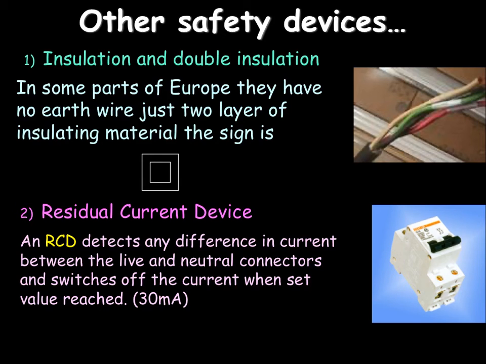And if the difference is greater than a certain value, usually 30 milliamps is the one we use in Ireland, it switches it off, because there can't be any good reason for it to be bigger than 30 milliamps. If it's bigger than 30 milliamps, something nasty has happened, time to turn off.